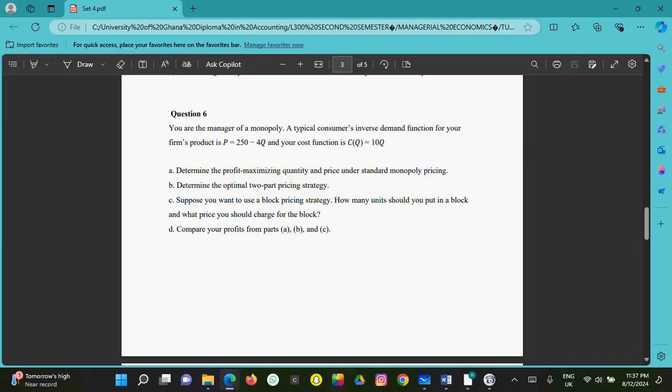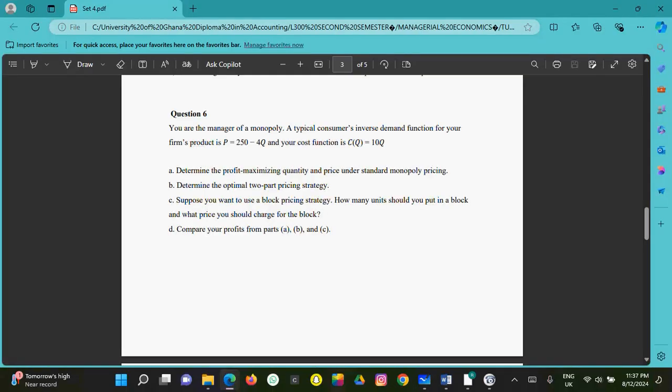Then we solved this similar question in our previous session. I'm just trying to repeat it so that we get a fresh mind. So now, determine the two-part pricing strategy. We solved it in the previous session, but let me do it again. What we are going to do now is find our per unit charge, and then find everything else.